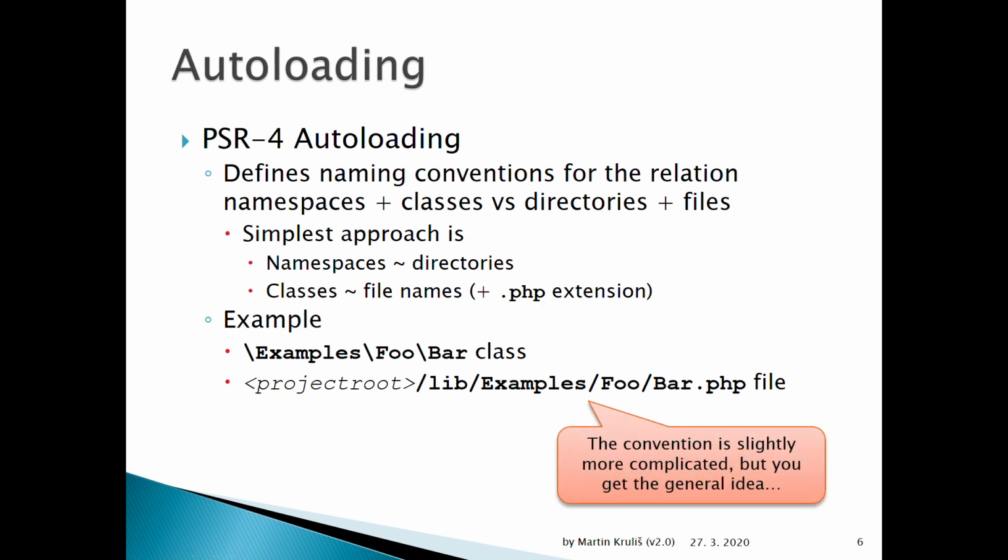Of course, the whole specification, the whole auto-loading convention, is somewhat more complicated than this. However, it's based on this general idea, so that's enough for presentation. If you'd like to read it on your own, there is a link beneath the slide.